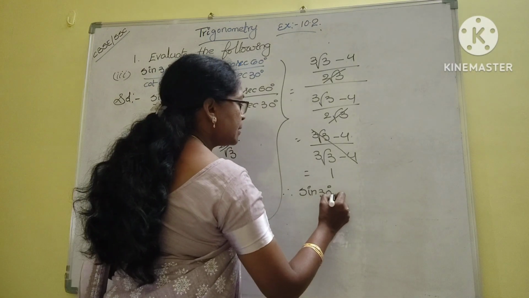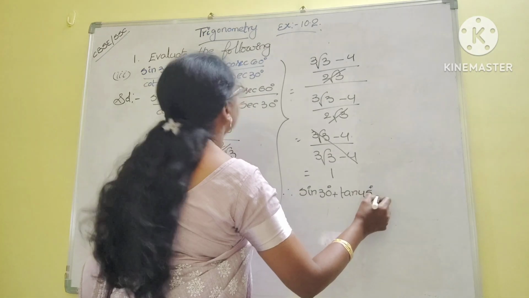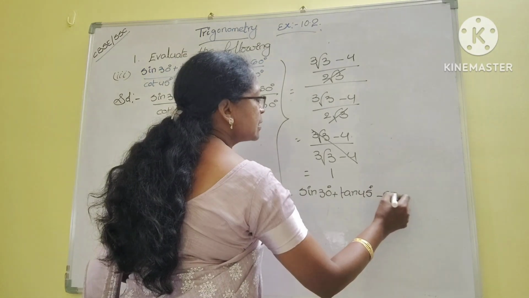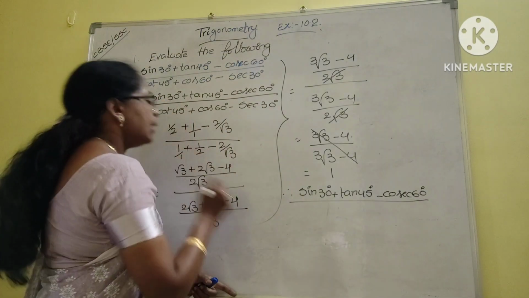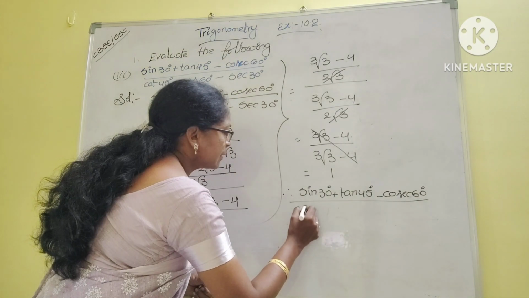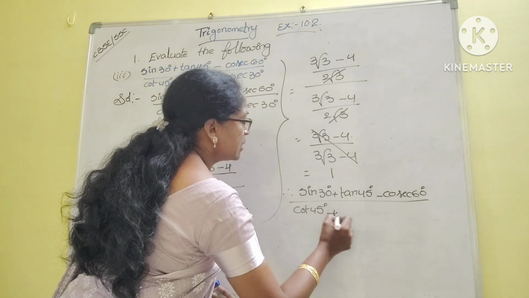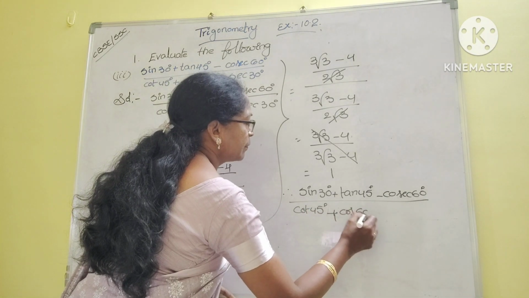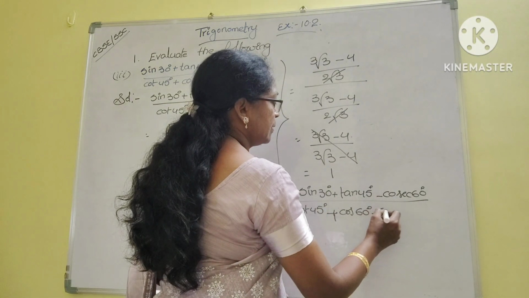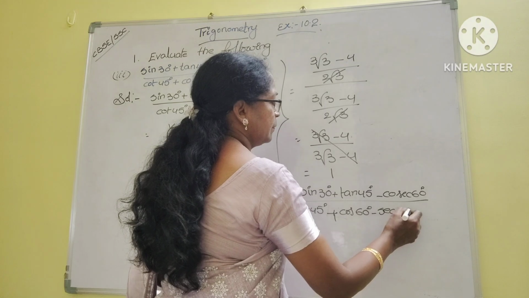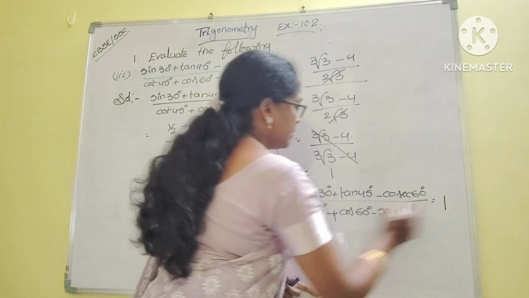So therefore you write the value: sin 30 degrees plus tan 45 degrees minus cosecant 60 degrees divided by cot 45 degrees plus cos 60 degrees minus secant 30 degrees. That equals how much did we get? 1. This is the answer.